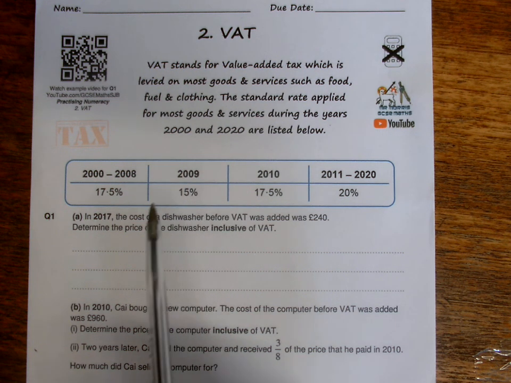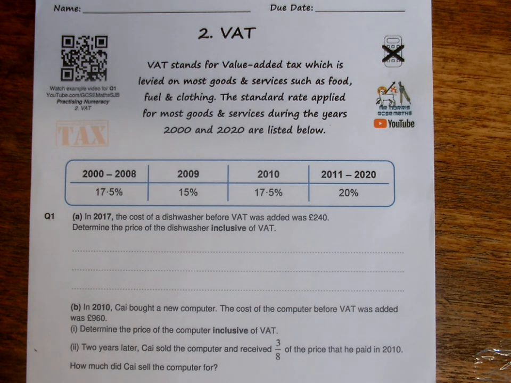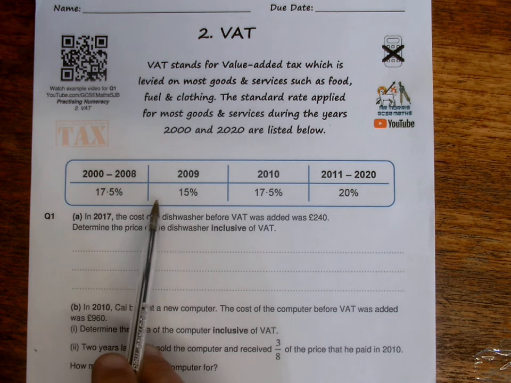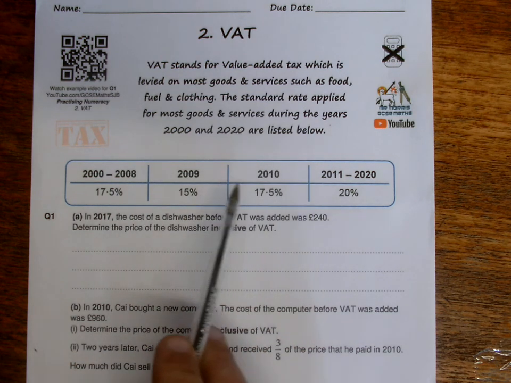So VAT, or value added tax, is a tax that we pay when we buy things. Goods and services such as food, fuel and clothing have this tax added onto them, and that money then goes to the government so they can spend it on hospitals, police and so forth. Now, the rate of tax for VAT has changed over the years, so you can see that here.